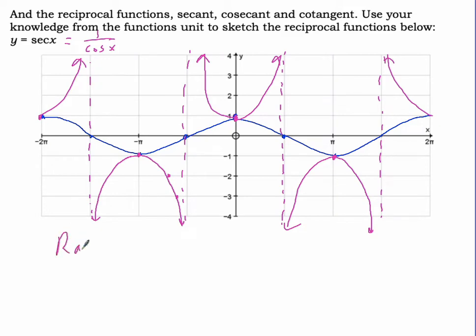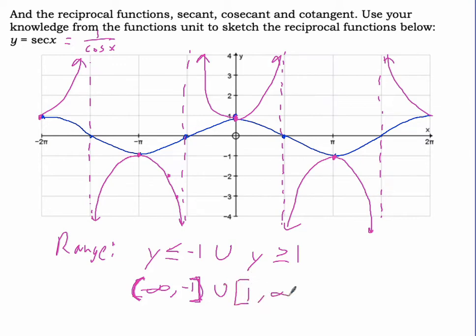So the range is kind of interesting. The range is y is less than or equal to negative 1, union y greater or equal to 1. Or you can write it like this, negative infinity, oops, that should be open bracket, negative infinity to negative 1, that should be square bracket because it includes negative 1, union 1 to infinity. Okay, that's the range.